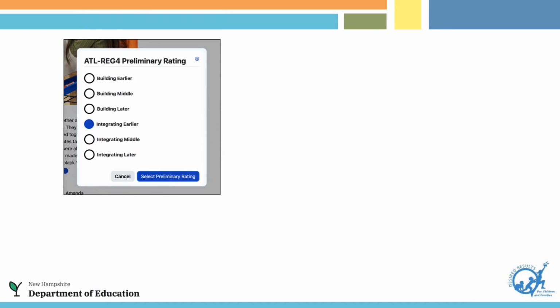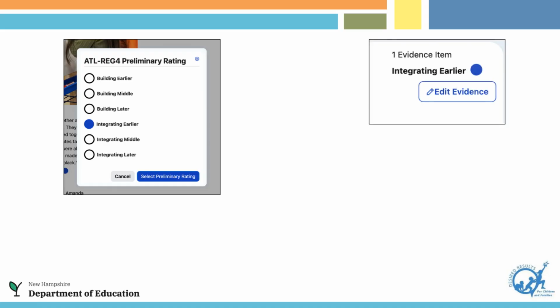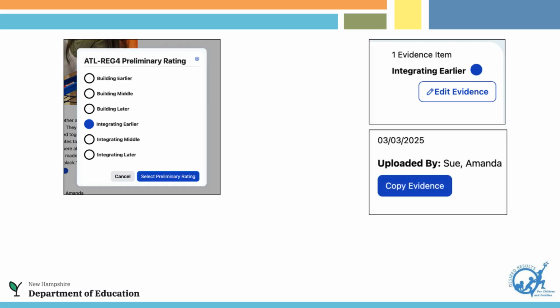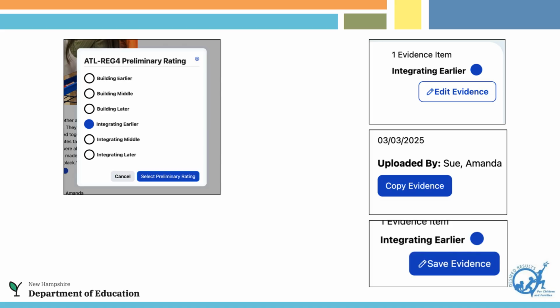You may also find that this piece of evidence applies to other measures. Select Edit Evidence at top right. Then select Copy Evidence under the piece of evidence and choose the other measures. You can assign a preliminary rating for these measures. Select Save Evidence at top right to save your work.